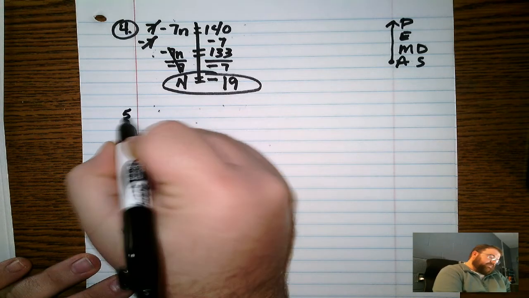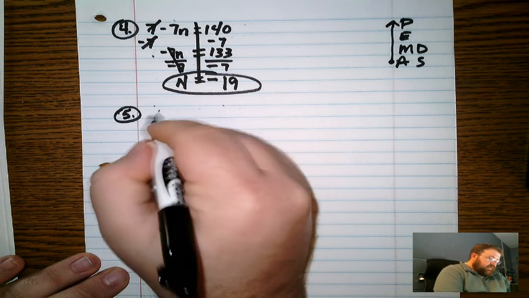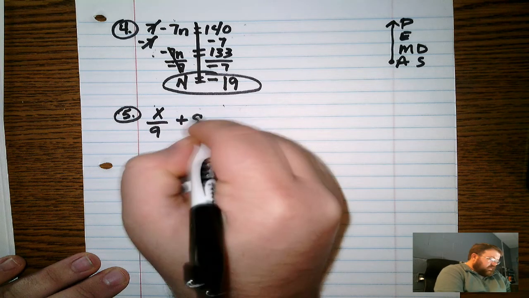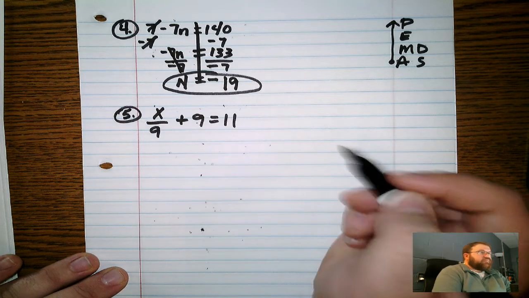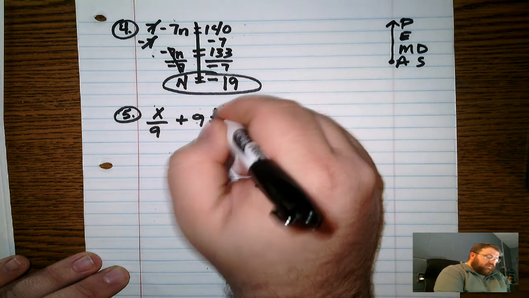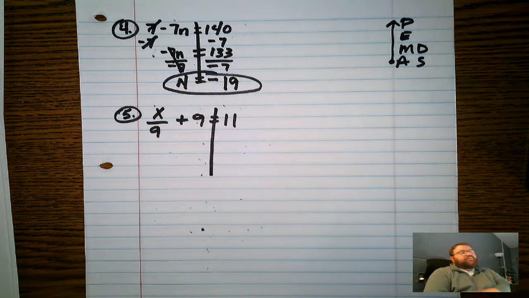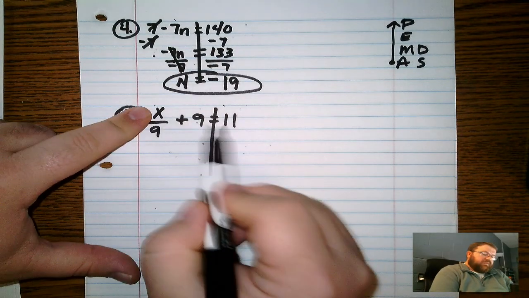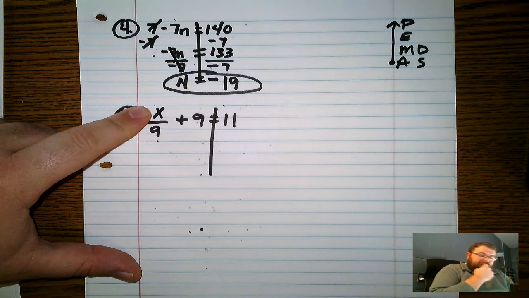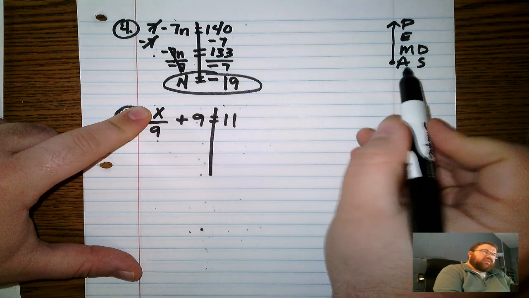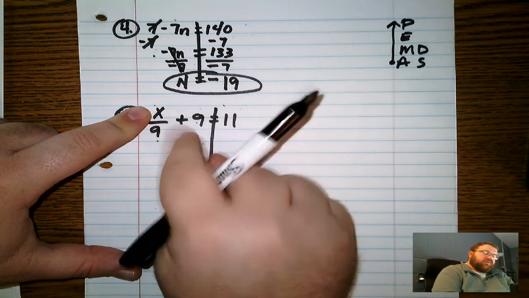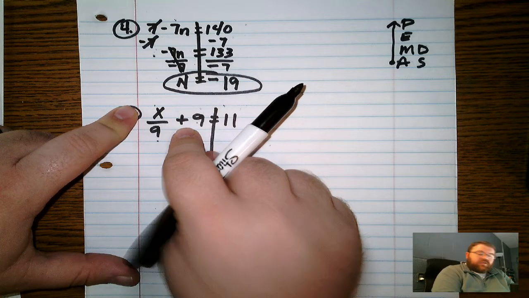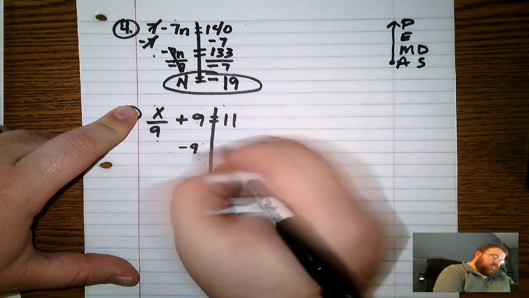Number 5. Number 5, we have x divided by 9 plus 9 is equal to 11. Let me go ahead and draw my line. Find my variable. I need to get rid of both of these 9s. Start with addition and subtraction. I do have addition, so the opposite of addition is subtraction.